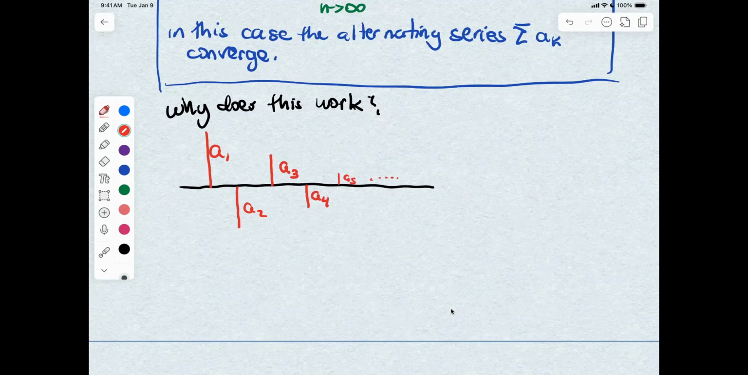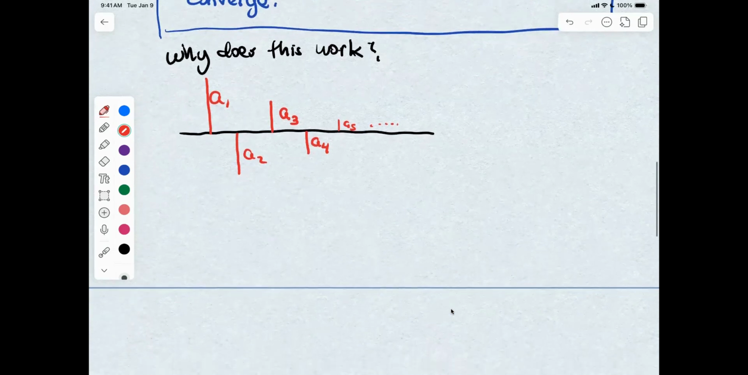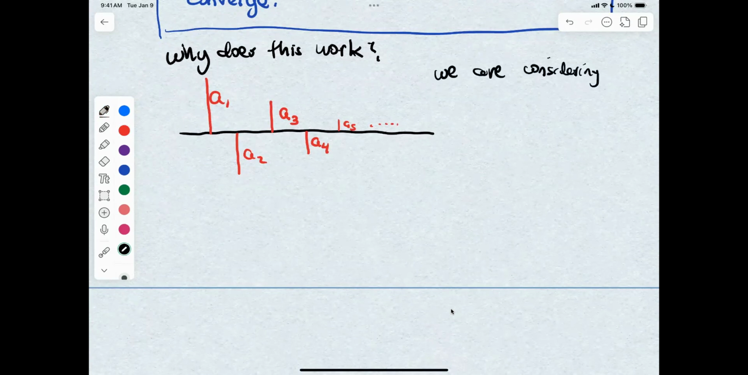So okay, we're considering a1 minus a2 plus a3 minus a4 plus a5 minus a6, etc., etc.